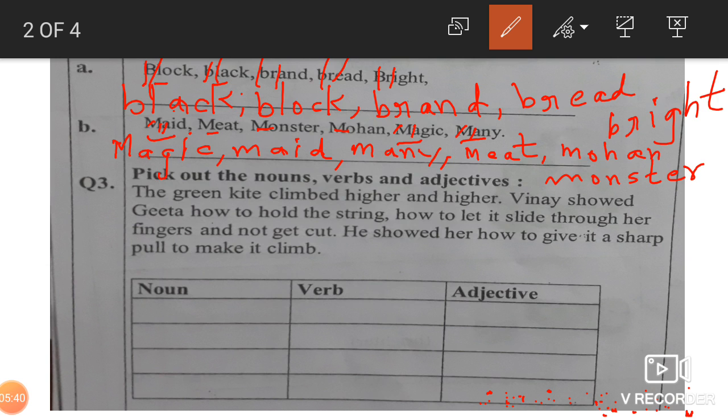ऐसे अरेंज करना पड़ता है. Like this we have to arrange. Okay. You need a little practice. Just minute observation has to be there. Now we come to question 3.